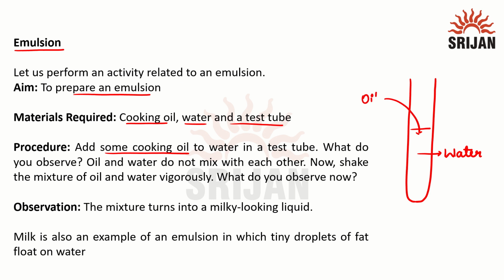Now we can stir it, mix it, however we desire, we can try to mix them. But we can observe that oil and water do not mix with each other, and even if I shake it very well, oil and water will never get mixed. So we can tell that the mixture turns into a milky looking liquid. Now milk that we drink is also an example of emulsion in which tiny droplets of fat molecules are floating on the top of the water. I hope this topic is clear to you. Thank you.